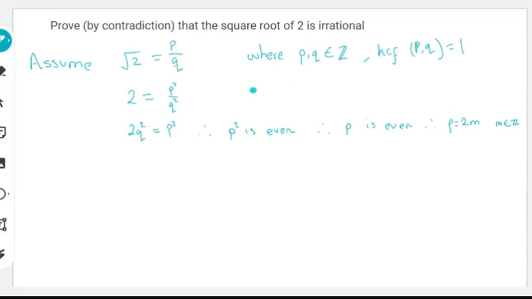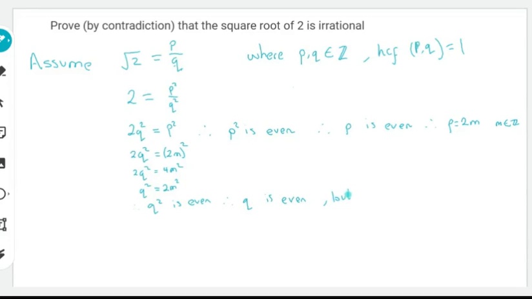So, 2q squared equals 2m bracket squared. 2q squared equals 4m squared. Q squared equals 2m squared because we're dividing by 2, like you said. So therefore, q squared is even. Therefore, q is even.